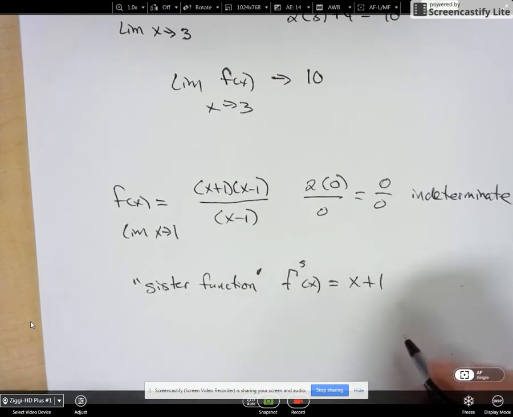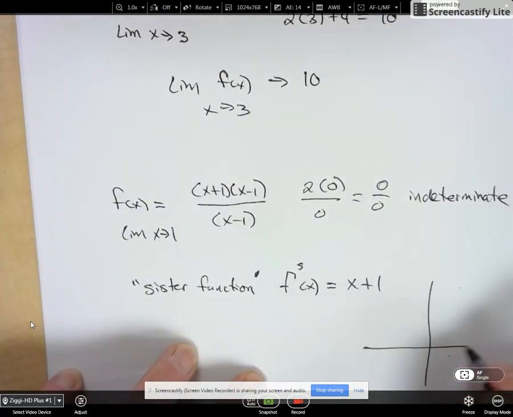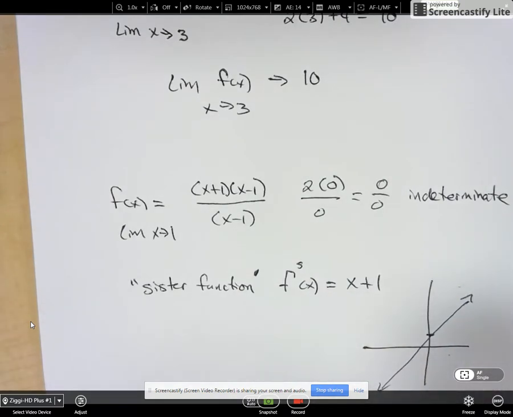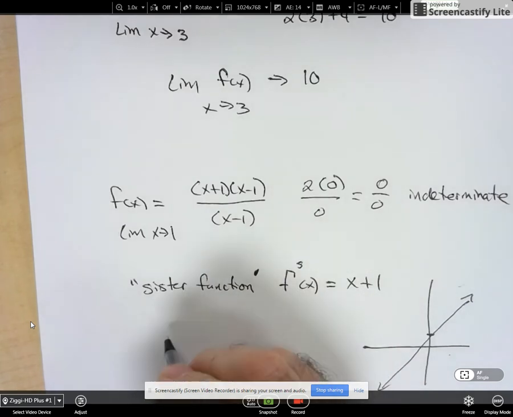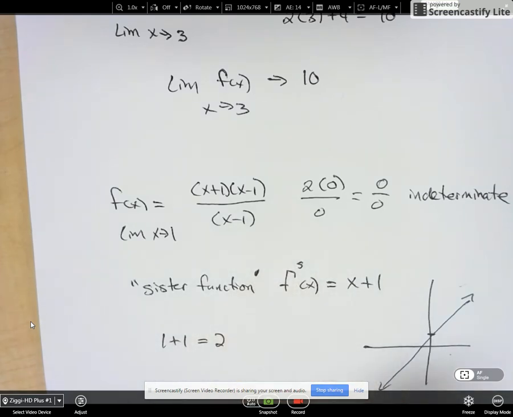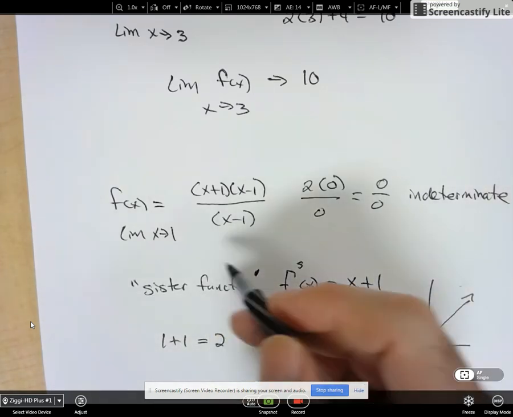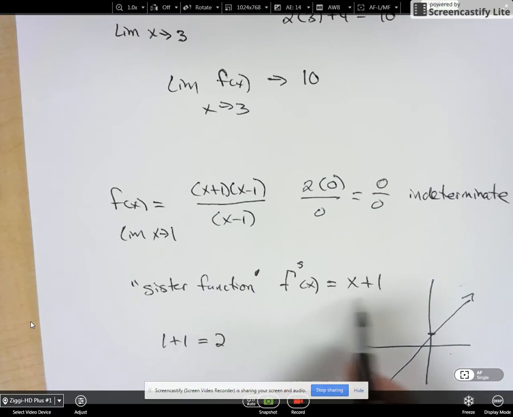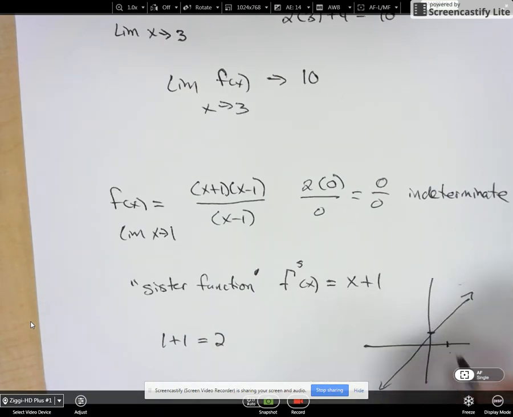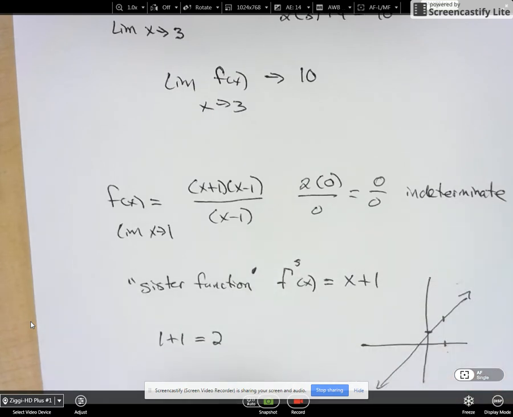All right, so this graph of x plus 1 just looks simple like this. Plus 1 would be our y-intercept. Our slope is 1. It would look like this. So the sister function x plus 1 looks like this. So you ask yourself, how could I find the limit as x approaches 1? Well, I just use simple substitution, and that's 1 plus 1, or 2. So the limit of our original function as x approaches 1, and for that matter, the limit of our sister function as x approaches 1 is 2. So what that means is that at x equal to 1, the value is 2 up here.